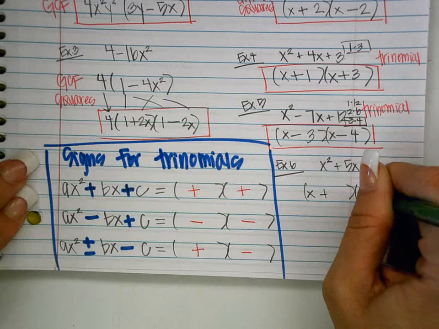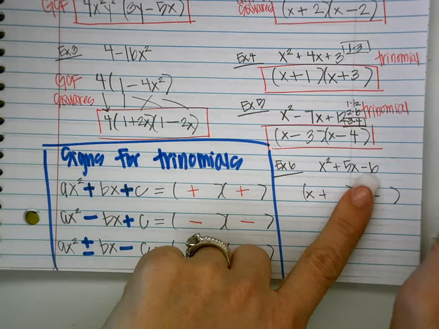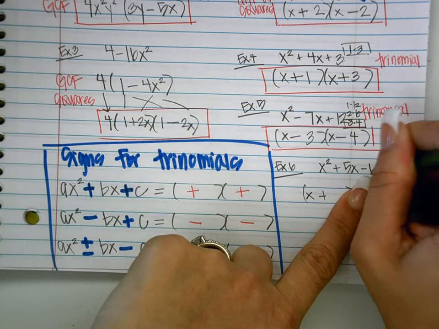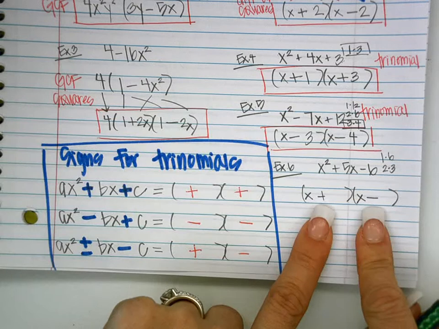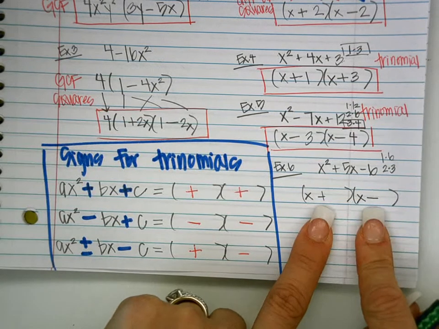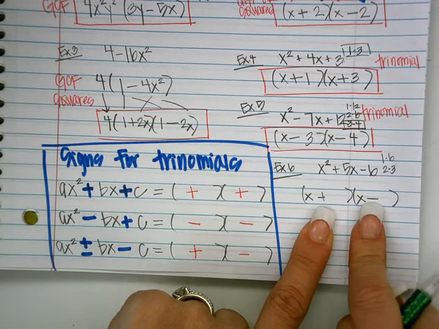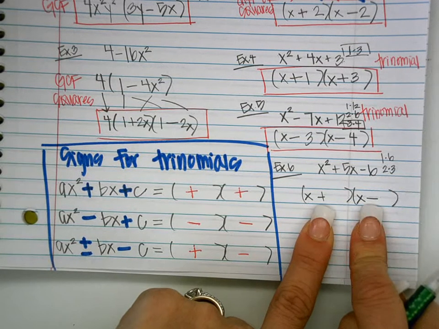Now, this is where it gets a little bit tricky, okay? Here, what multiplies to 6? Either 1 and 6 or 2 and 3. If you know you're going to have 1 positive, 1 negative, which one can give you a 5 in the middle? The 1 and 6 or the 2 and 3? 1 and 6. Has to be 1 and 6 because at the end here, you're going to have a negative.